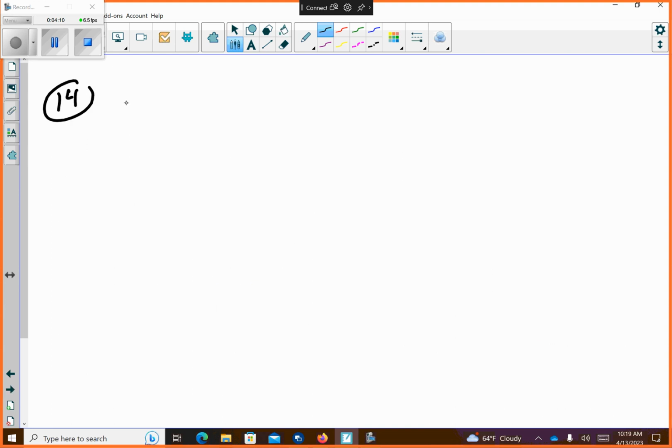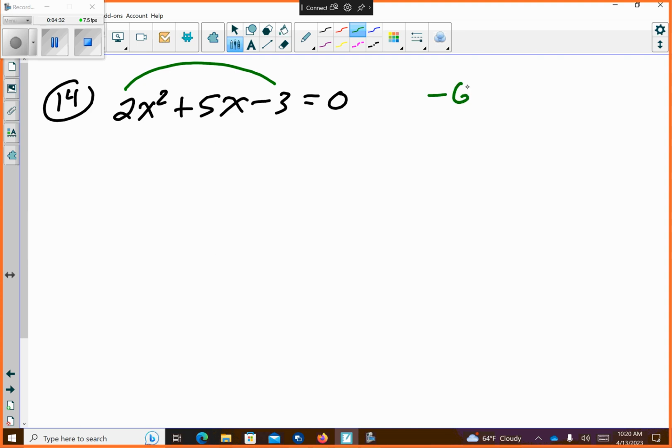Number 14 looks like this. I get 2x squared plus 5x minus 3 equals 0. So just by looking at it, can you tell if it factors or not? It seems like it might. And all you have to do is just do a quick little test. Okay, I get a negative 6 multiplying the front and the back. I know I have alternating signs. The factors of 6 are 1 and 6 and 2 and 3. Will any of those work when I add and subtract them from each other that would get me positive 5?